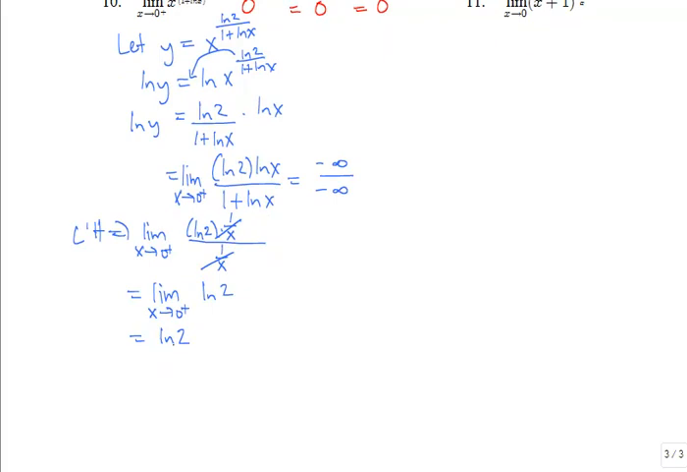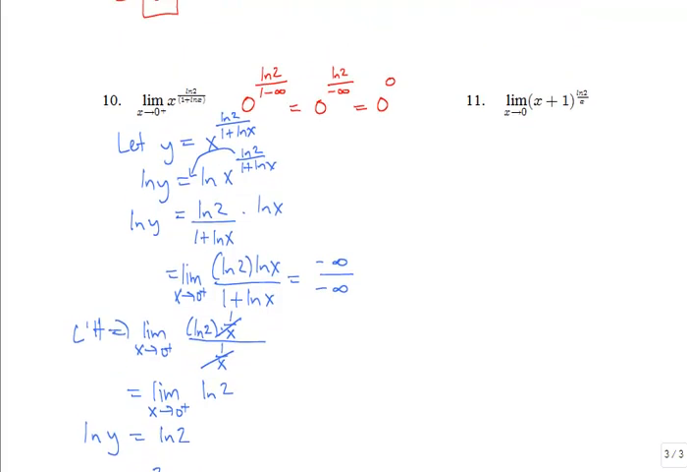Now remember, this ln of 2 wasn't y, it was ln of y. So if these two ln's are equal, the only way an ln of y can equal an ln of 2 is if the y is 2. So our solution is that this original limit must be 2. Okay?